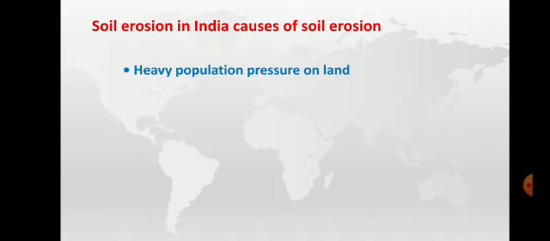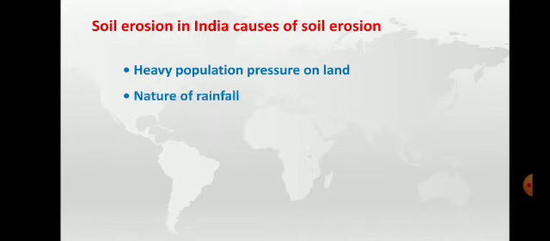So first point, heavy population pressure on land. As you know that day by day the population is increasing, isn't it? So this population, they want land to live or they want land for cultivation and all. So they remove the forest. As a result, there will be a heavy pressure on land and it is one of the main causes for soil erosion.